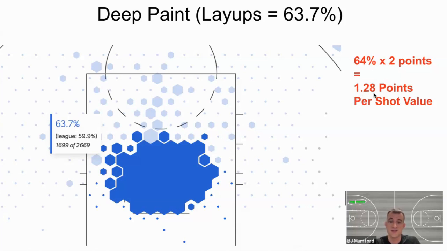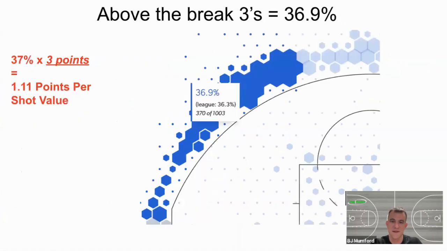And the rest of the shots that they take all over the rest of the court, the rest of the game, that's not a layup, is pulling that down to the 1.15 we talked about already. That's their actual team average for the season. And so 1.28 means they should be taking more layups whenever they get a chance. And that's one thing they're doing really well at this season.